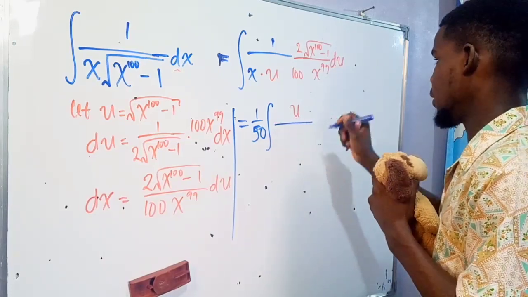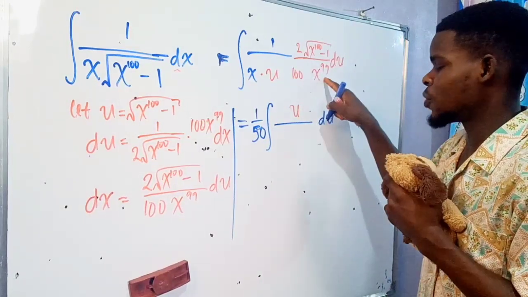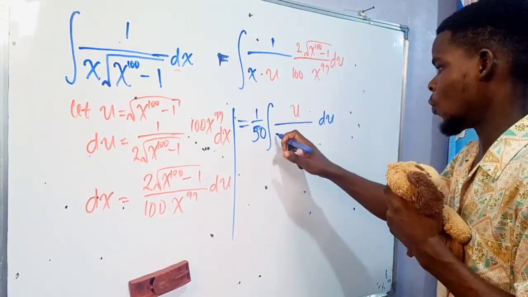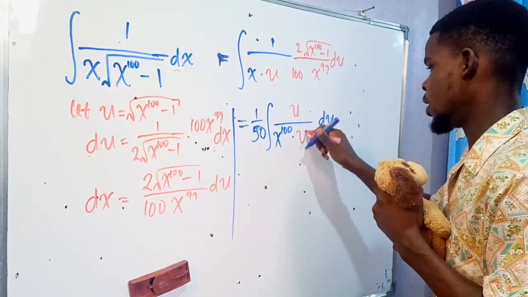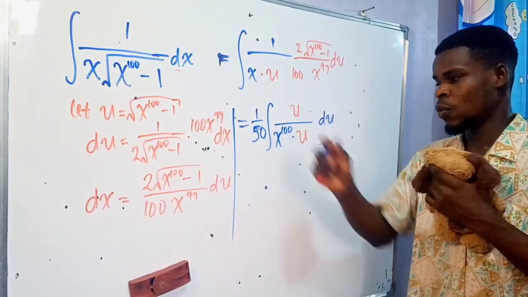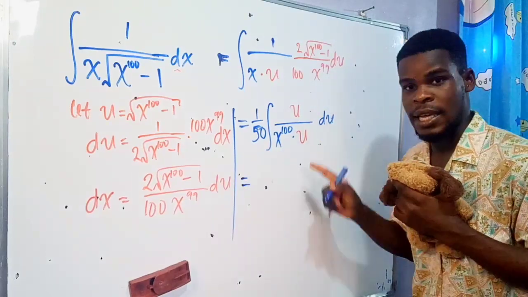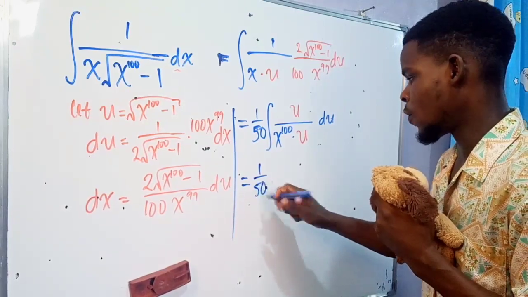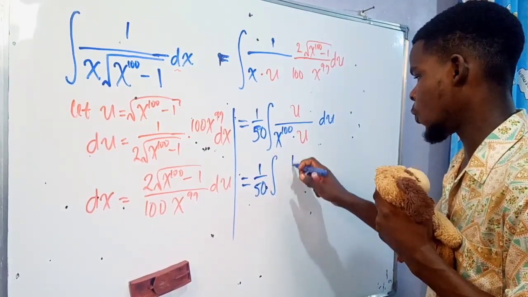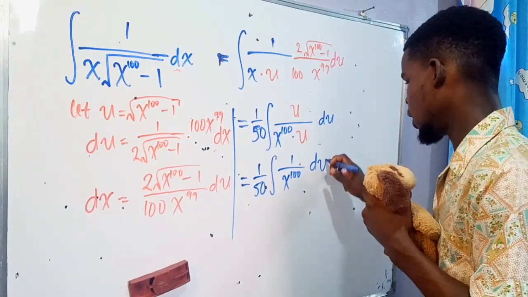Then we divide that by x times x raised to the power of 99. That will be x raised to the power of 100. Then we multiply by this u over here. The 100 and the 2 will be pushed out of the integral sign. So as we can see, the x and the u will cancel out nicely. We're going to have 1 over 50, then the integral of 1 over x raised to the power of 100. We put the du over here.